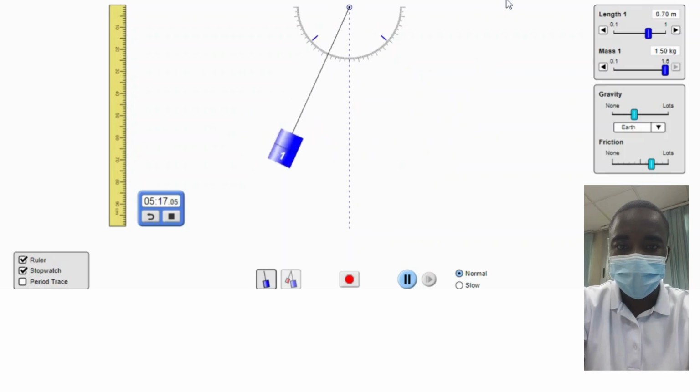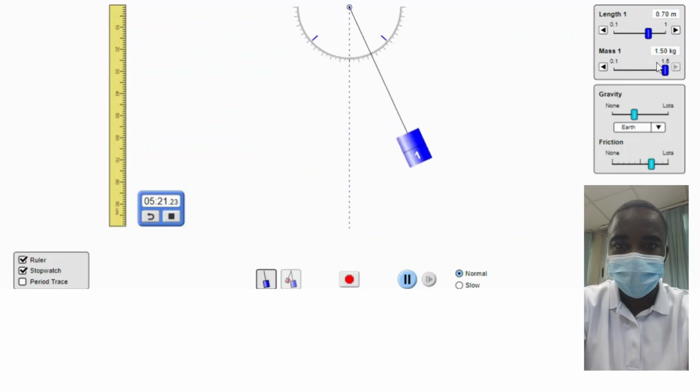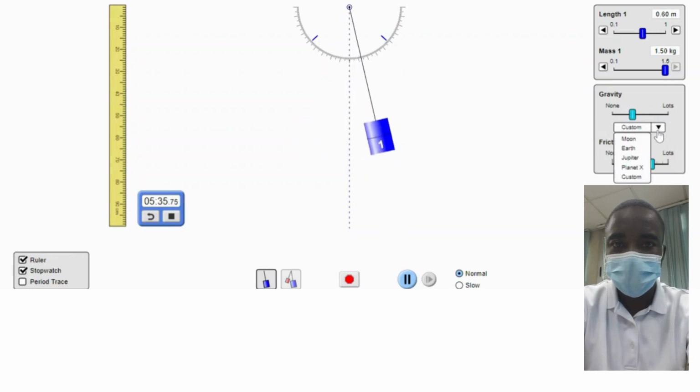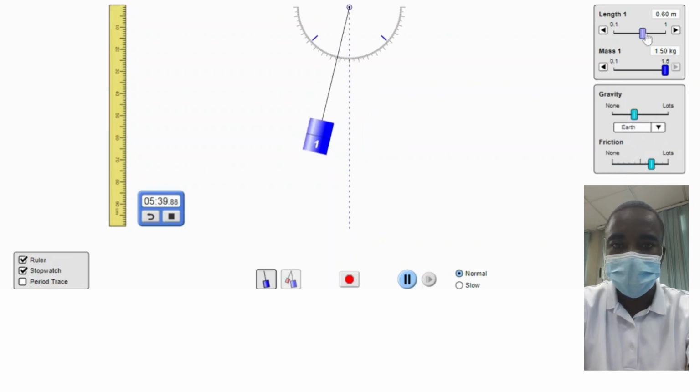This comprehensive approach helps students gain a holistic understanding of the principles of pendulum motion and their applications in various fields. The pendulum simulation is a valuable tool for teaching and learning about the principles of pendulum motion. By providing an interactive, visual, and comprehensive platform, it helps students understand the factors that affect the period of a pendulum, such as length, mass, gravity, and angle.